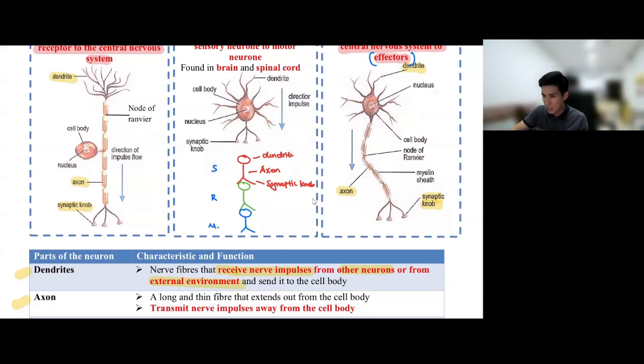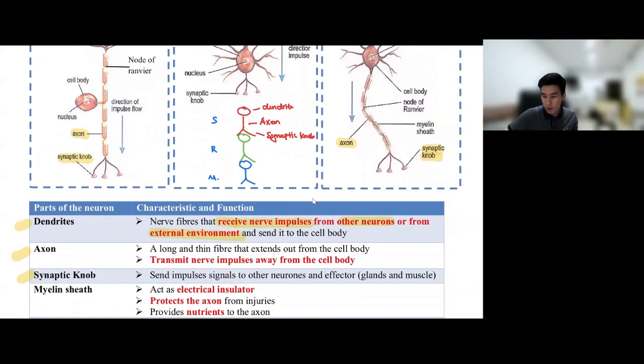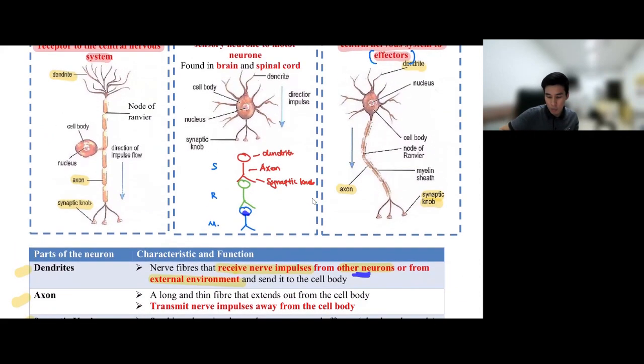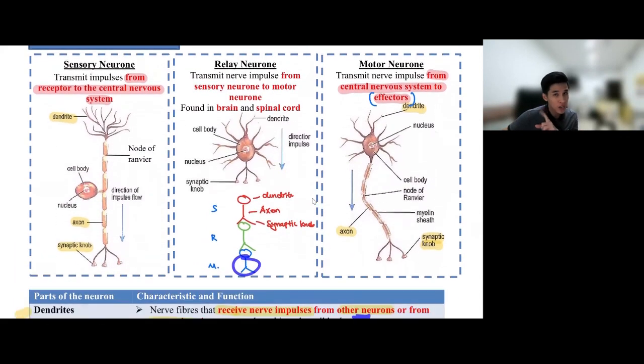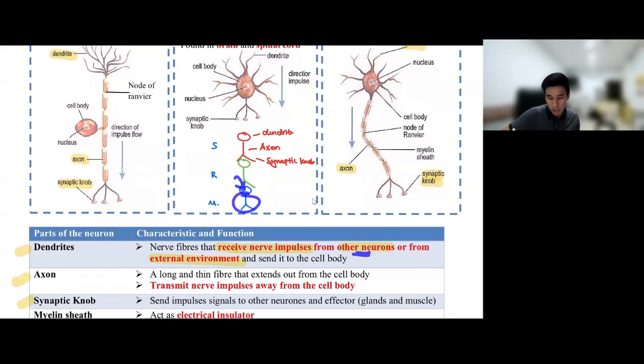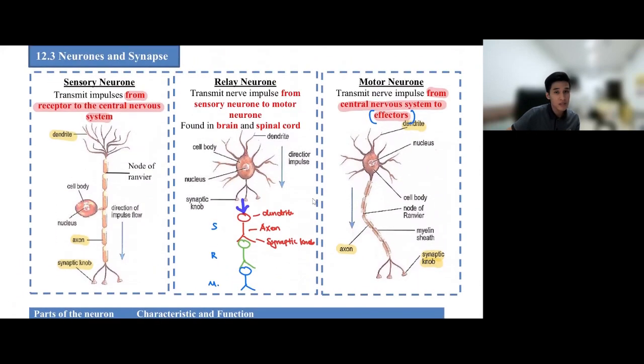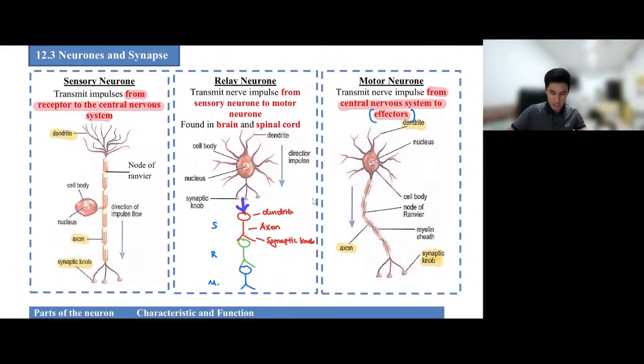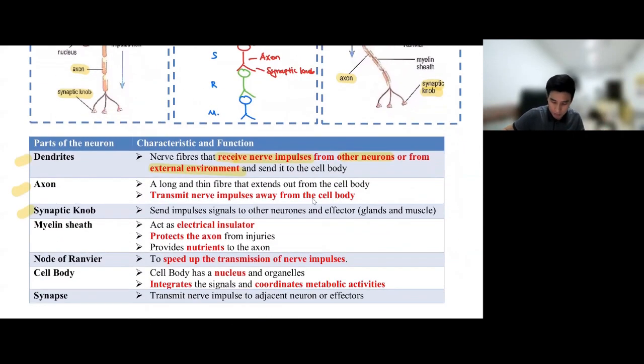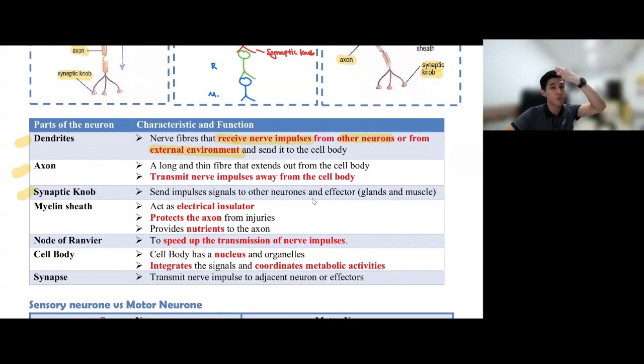Now, between these two, who receives from other neurons is definitely your motor, because it's connected from another neuron. But sensory will receive from the external environment because it's the first one. Sensory is actually connected to receptor. Receptor detects stimuli from the surrounding. Understand? Then axon is just the body, so it just transmits the impulse along the way.